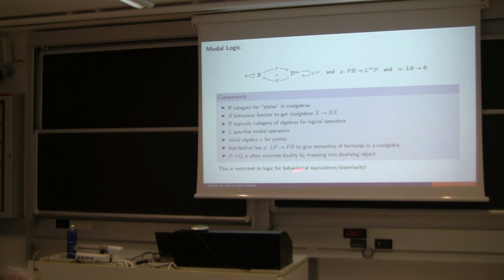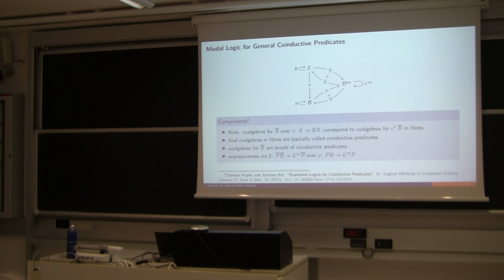But now you may not be interested in only behavioral equivalence, bisimilarity, but you may be interested in other kinds of predicates. And so what to do is now you expand this picture. How do you do that? Well, first of all, here on the bottom we have the same story as before. But here we have now a fibration over this base category. This fibration will model essentially the predicates we want to reason about. And so instead of implicitly using what we have here as behavioral equivalence, we explicitly say what kind of predicate we want to reason about.